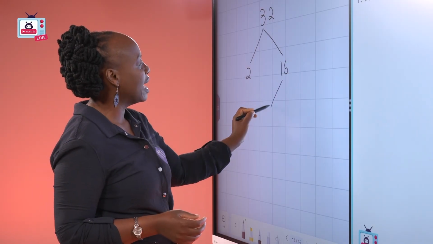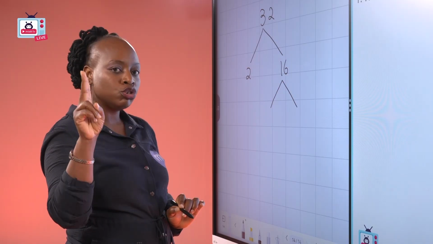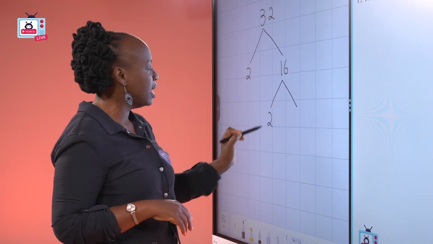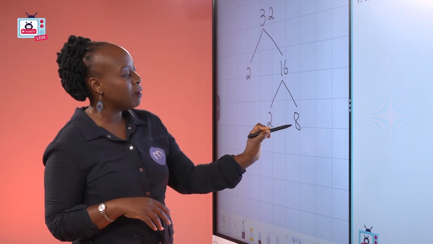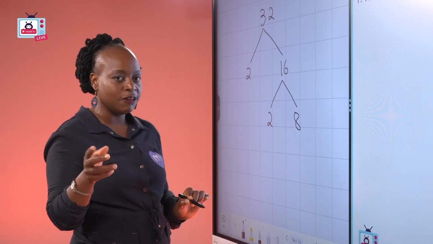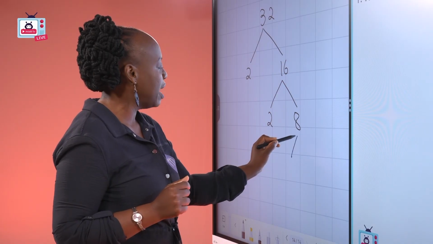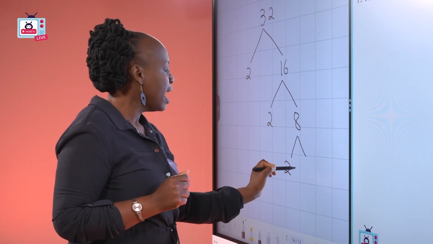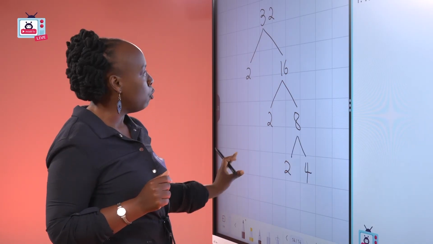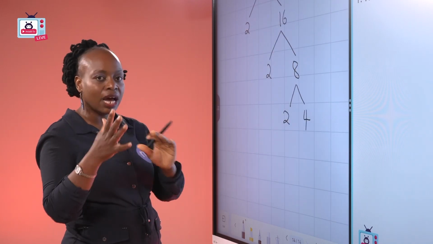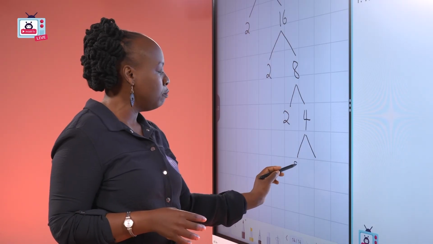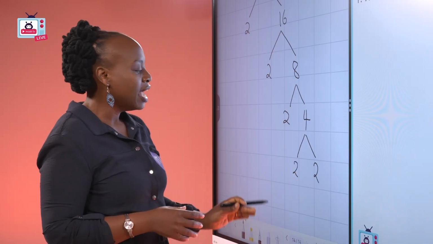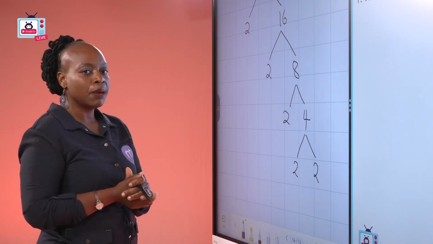But 16 again can be divided by 2, which is your prime number. So you have 2 there, and then you will have 8. If I say 2 multiplied by 8, I do have 16. 8 again can be divided by 2. So if I multiply 2 by 4, I will then get 8. So that's how you deal with your prime factorizations. And 4 can be 2 multiplied by 2. And in this case, you have all the prime factors.